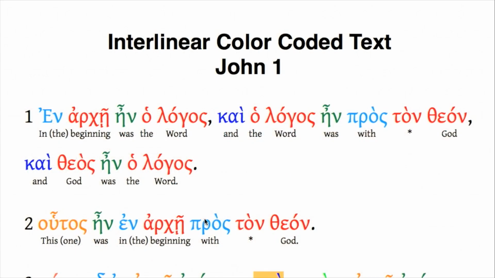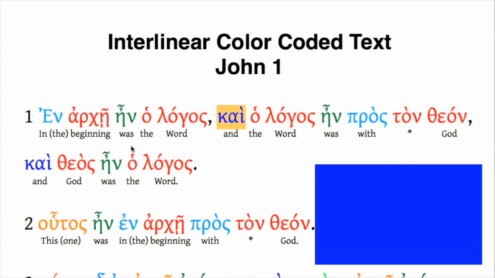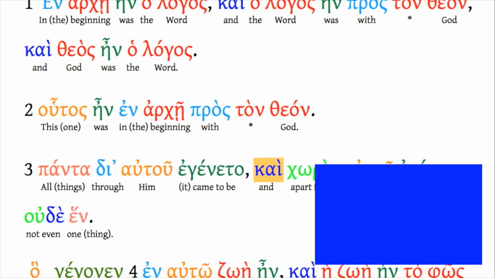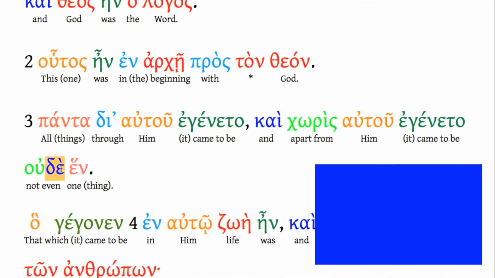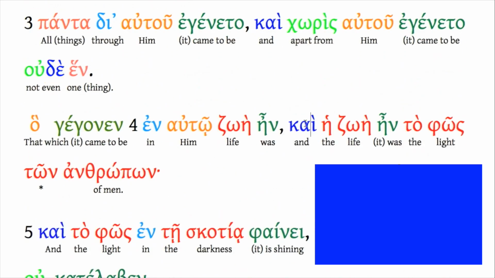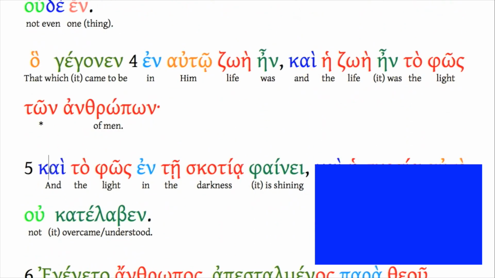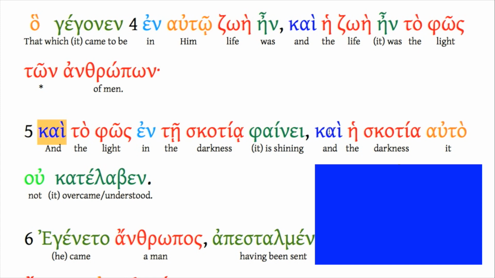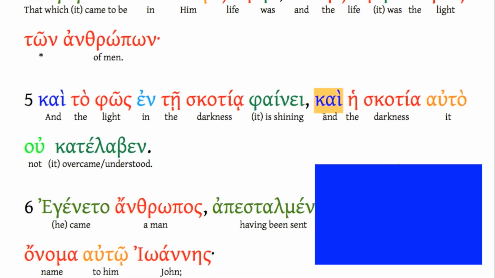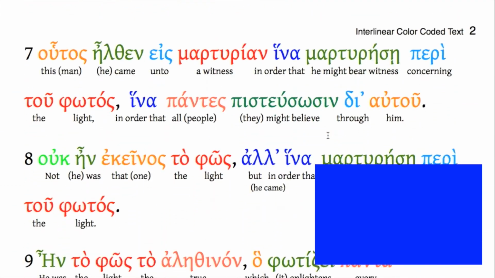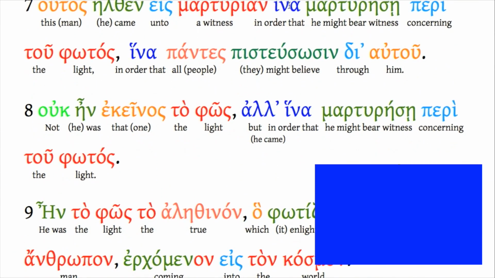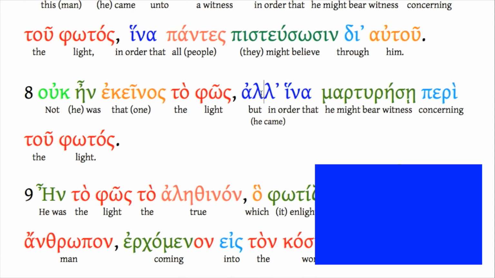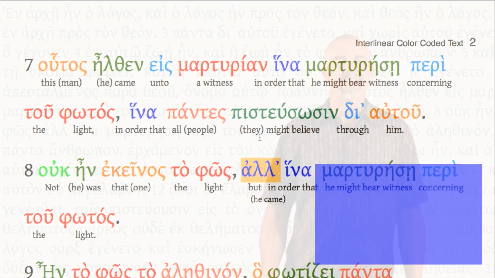I have colored conjunctions dark blue. As you can see, they are all over the place and they are very important to spot. If you can spot the conjunctions, it helps you figure out how to break the sentences into the right pieces. Now you might be noticing this word kai all over the place. It's just the conjunction "and," and it is the most common word in the Greek New Testament, kai. But that's not the only conjunction. We have hina here and alla, and there are others, of course.